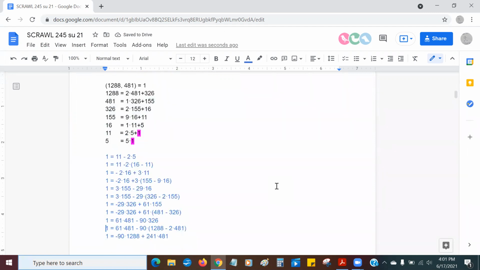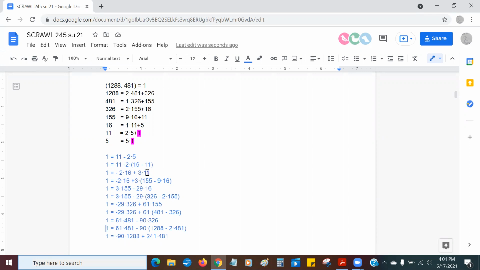Okay, so I start from the bottom here. 1 is equal to 11 minus 2 times 5, which is what I put over here. And for the 5, I substitute 5 is equal to 16 minus 11, which I get from there. I multiply it all out, and I get that 1 is equal to negative 2 times 16 plus 3 times 11. At any time, if you check these out, you'd see they work. For example, this here is 33 minus 32, and that gives me 1.